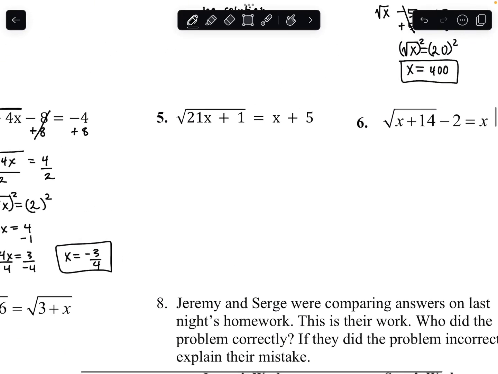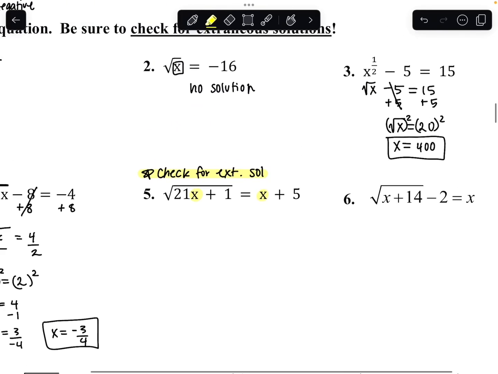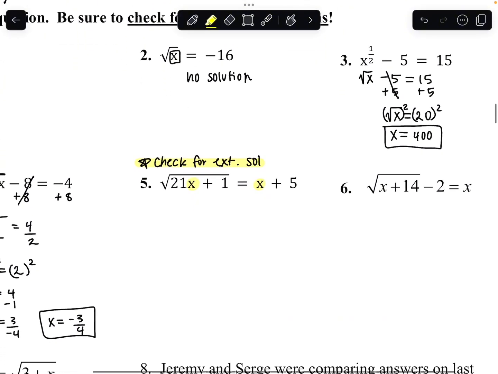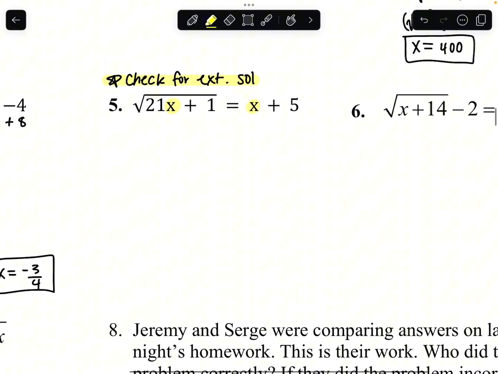Okay, when you start having variables on both sides, that's when you have to check for extraneous solutions. Before, we were just making sure our square root wasn't equal to a negative so that we actually had a solution. Now, we could end up with a solution that creates a square root equal to a negative situation. First up, we have our square root, and it's already isolated, so we're ready to go ahead and square both sides.